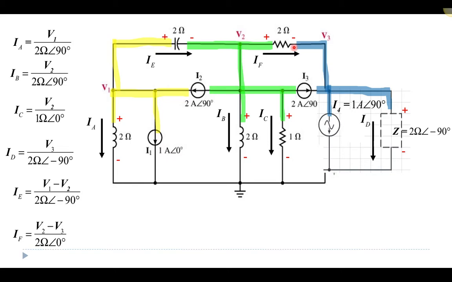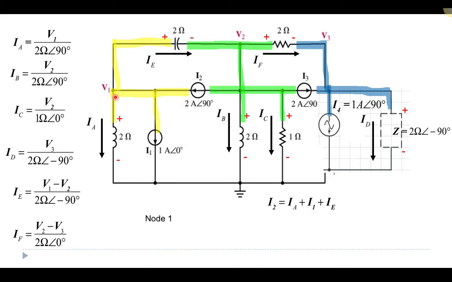So I've labeled all of the current directions, and I have written down all of the currents in terms of the voltage across the component and the impedance value of that particular component. The next step is to apply Kirchhoff's current law at each of the nodes. So I go to the first node here, and I look at the sum of the current entering, and this has to equal the sum of the current that's exiting.